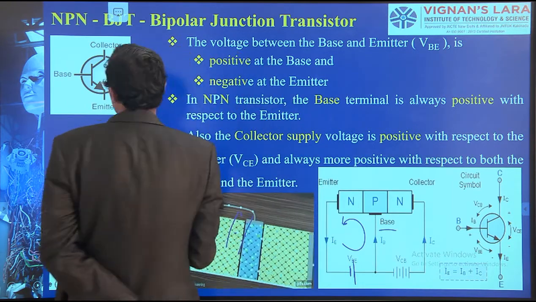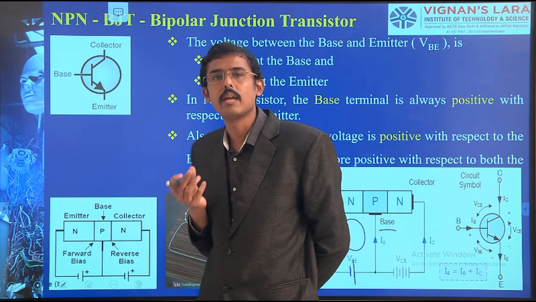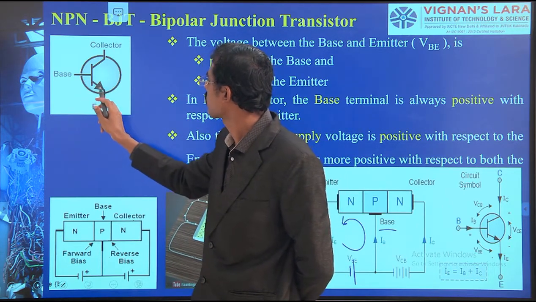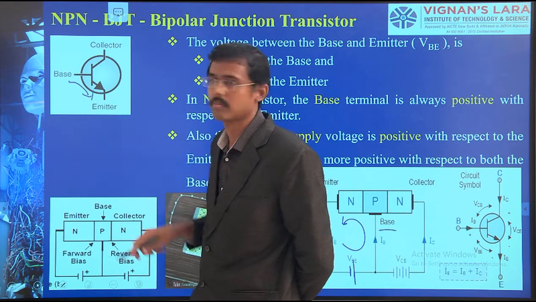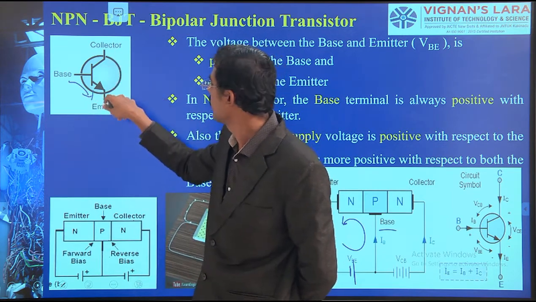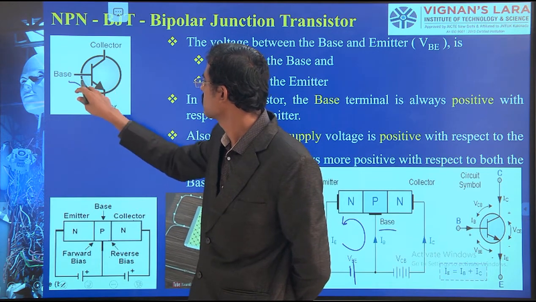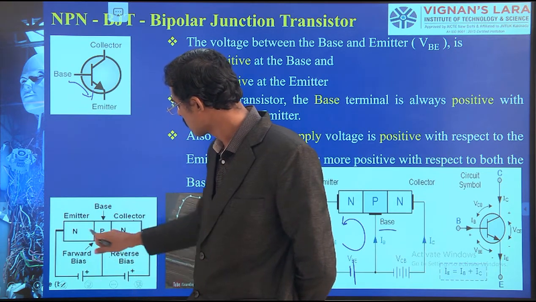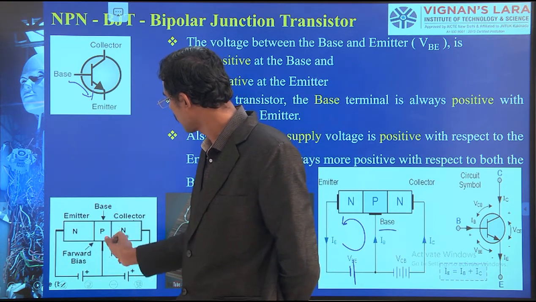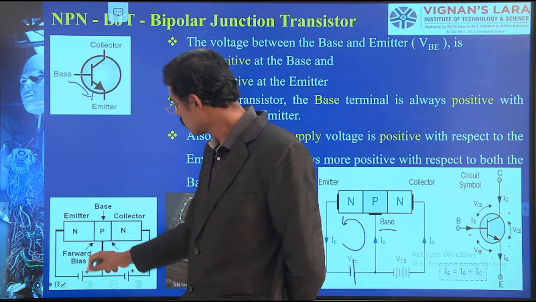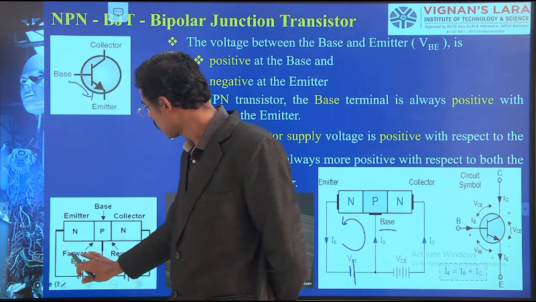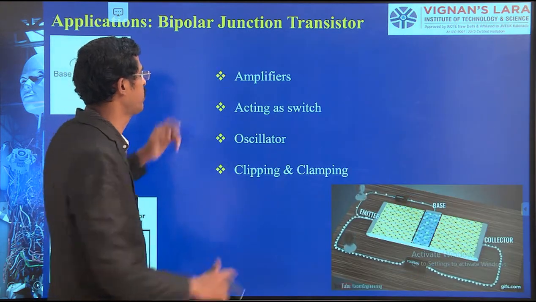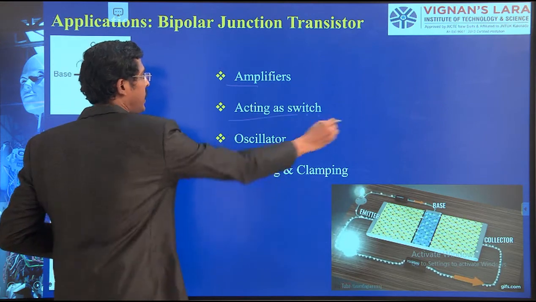Therefore, I am drawing the symbol of the NPN BJT with the arrow from base to emitter. The arrow I am putting is forward, base to emitter. One end is the collector. So the arrow shows the current flow from base to the emitter. In this image, one junction is forward biased, one is reverse biased, NPN. Similarly, when we invert this, the PNP functions are also reversed. When the P comes there, automatically the forward bias becomes positive. The applications are amplifying, oscillating, and acting as switches.